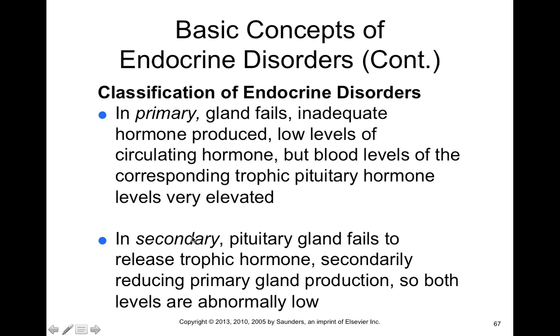Okay. Secondary is where the pituitary gland fails to release its trophic hormone, and you're also going to see a correspondingly low level of the next hormone from that gland. So I'll give you an example. Let's say someone had low thyroid hormone levels, and you wanted to figure out whether there's a problem with the thyroid gland or the pituitary gland. Well, then you would want to look at pituitary TSH as well, right? So what if their TSH levels were low and their thyroid hormone levels were low? Well, that suggests not a problem with the thyroid. That suggests a problem with the pituitary, because the pituitary is what's releasing TSH to stimulate the thyroid. And so that would be a secondary disorder.